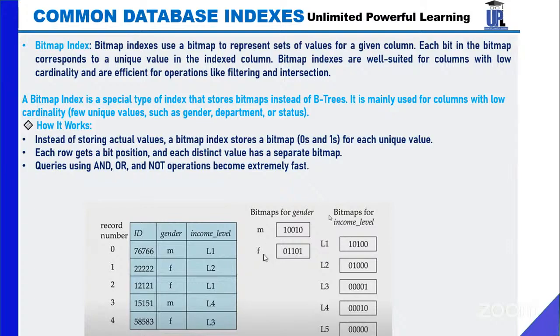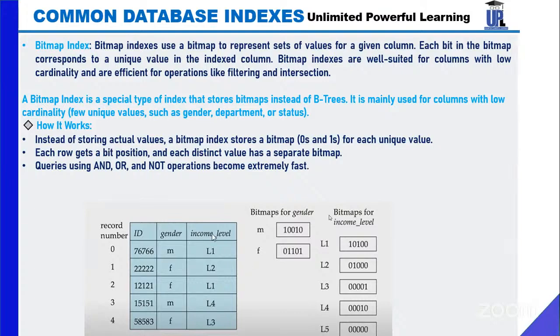Similarly, if you go to the female, it is a reverse process, right? Here, first one is 0, next 1, 1, 0, 1. So this is how it has been done. Okay, so now your bitmap index is nothing but it has this also, it has this also.